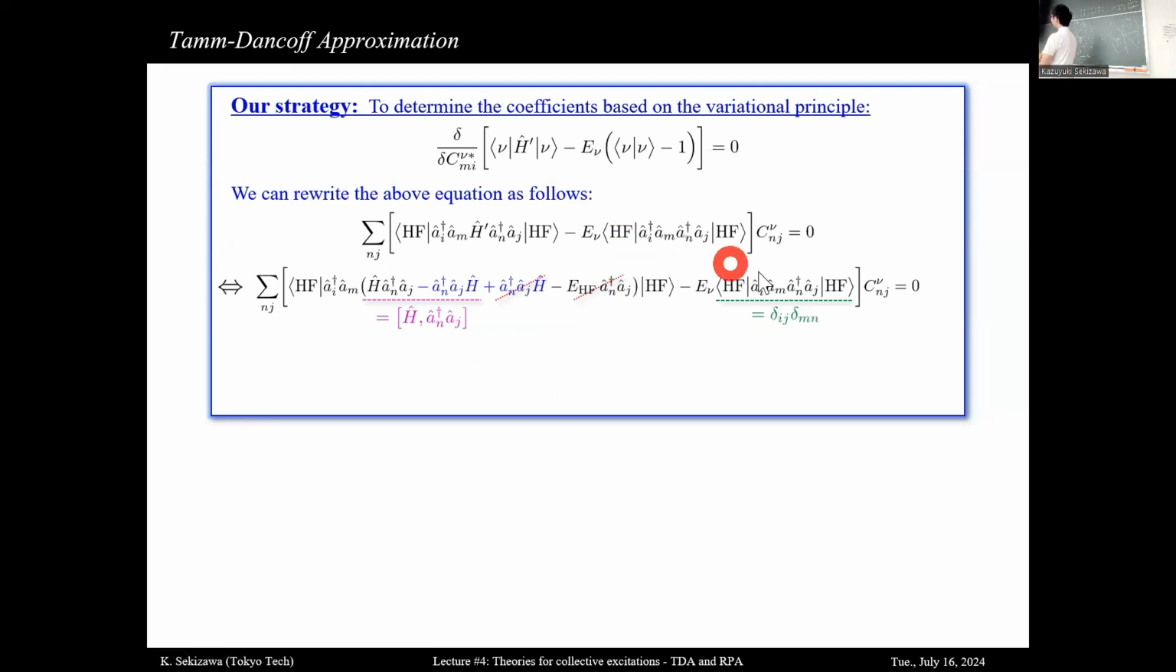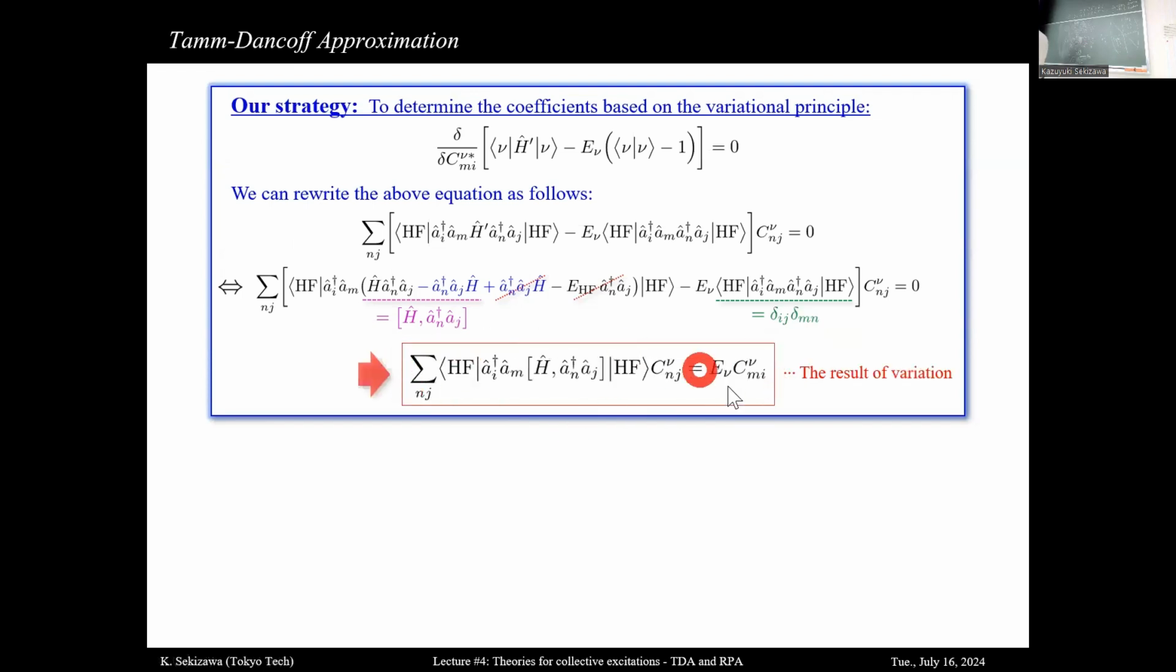And here, for the second term, you can use the condition and properties of the creation and annihilation operators. What you find is these Kronecker delta functions, and this is the result. So this variation equation leads to this condition. The coefficient C must satisfy this condition. So this is the variation equation.